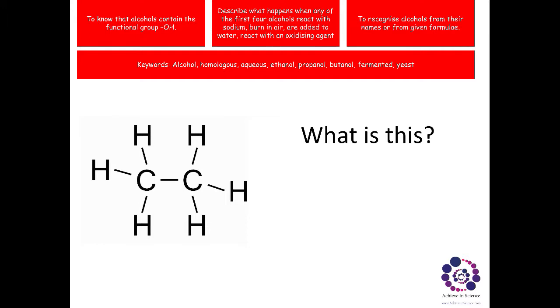First of all, we need to look at what elements are in it, and we can see that there is carbon and hydrogen. So it is a hydrocarbon. Next we see if there are any double bonds. There aren't any, so therefore this is an alkane. Finally we look at how many carbons are found in it. We can see that there are 2. And therefore this is ethane.